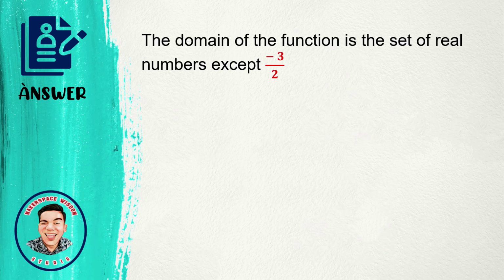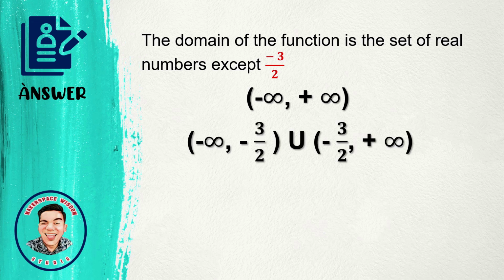So we have here the domain of the function is the set of real numbers except negative 3/2. Again, the domain of the function is the set of all real numbers except negative 3/2. Why except negative 3/2? Because it will make the denominator equal to 0. And once the denominator is 0, it will make the whole expression become undefined. So, using the interval notation, we can write the answer as negative infinity, comma, negative 3/2, in union with negative 3/2, comma, to positive infinity.